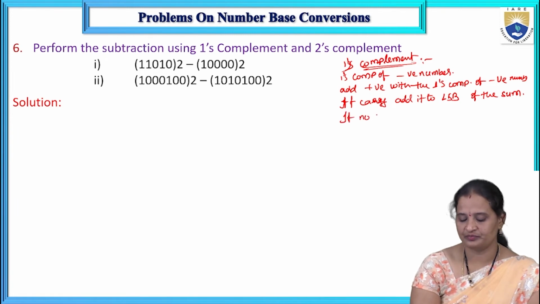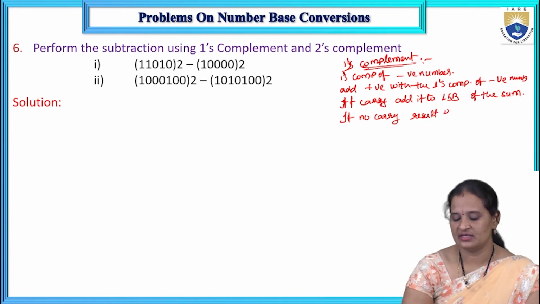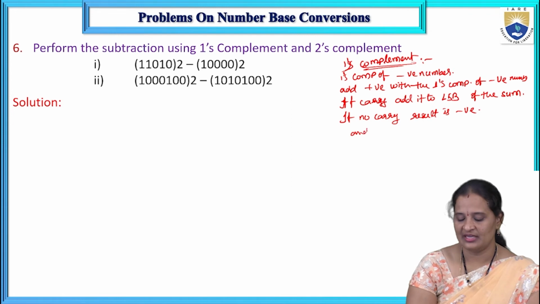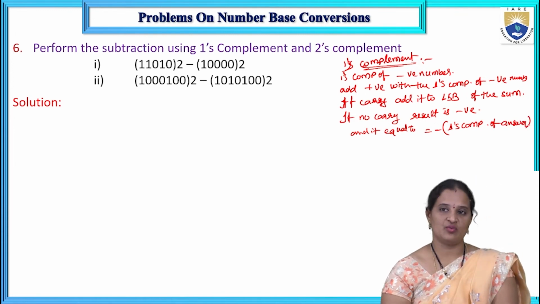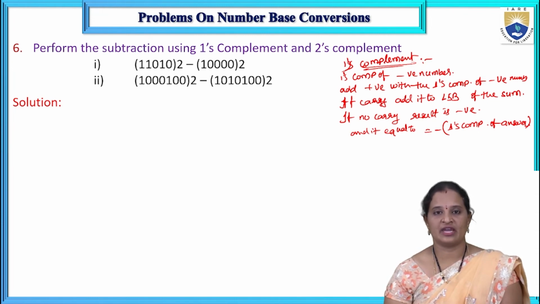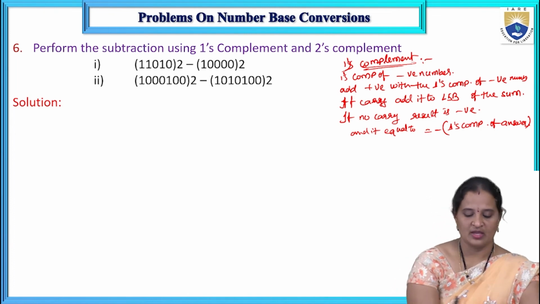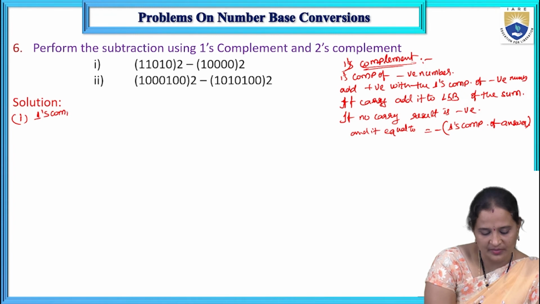If no carry, the result is negative, and it is equal to minus of the 1's complement. Again we have to take the 1's complement of the answer. So that means if no carry is generated, then the difference is considered to be negative, and the final result can be obtained by placing a negative sign and taking the 1's complement of the answer. So now let us take the first problem, and that too using 1's complement.